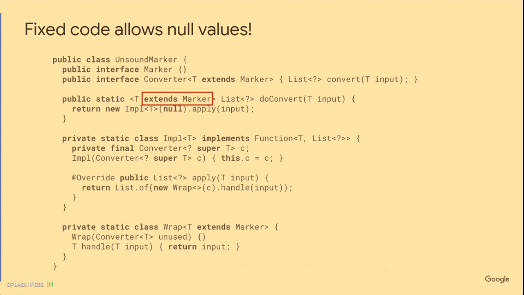In order to fix it, all we have to do is declare this upper bound here, T extends Marker, and then the compiler will no longer allow us to call doConvert with a string, right? And so we can still pass null here. So our Converter<? super T> can totally be nullable. That's not a problem. We never dereference c anyway, so it doesn't matter that it's null.